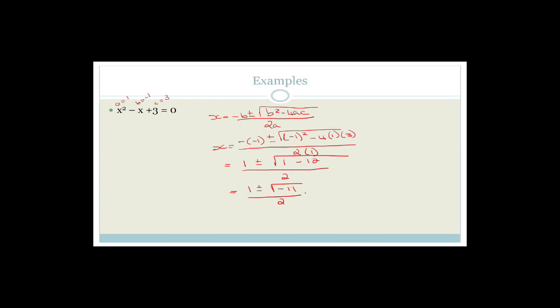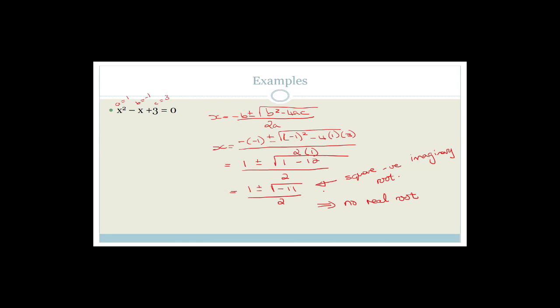Negative 11. Do you see that there's a problem with this? Because we cannot get the square root of a negative number. The square root of a negative number gives us what are called imaginary numbers. So what does this mean? This means that we cannot get a real root. There is no real root.